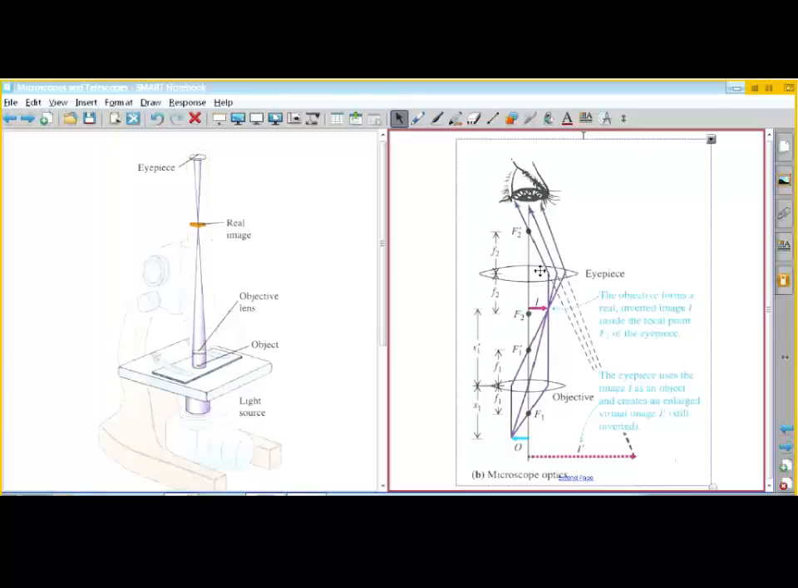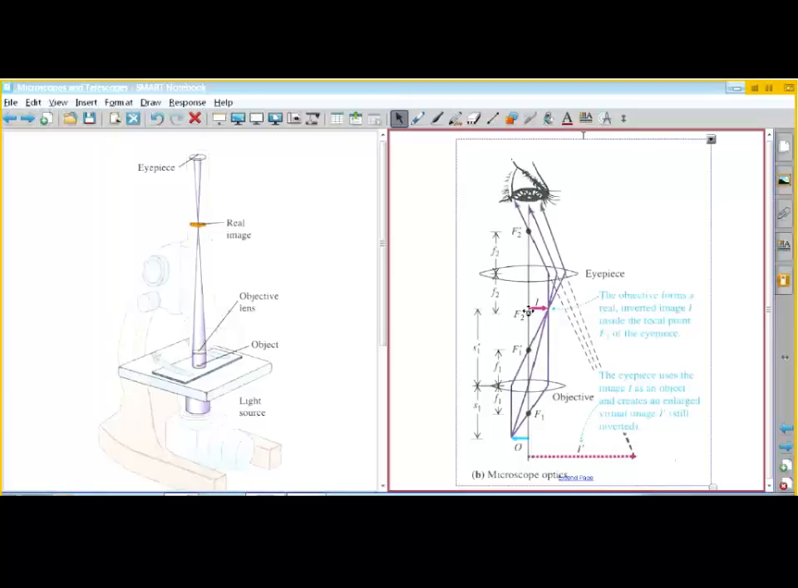Now, the second lens, which is the eyepiece, has a focal length of f2. What you do is you locate it so that the real image from this lens is located just inside the focal point. So this kind of acts like a magnifying glass. Normally with a magnifying glass, you'd have a real object here. In this case, we have a real image. So we treat this image as an object for the second lens, the eyepiece.